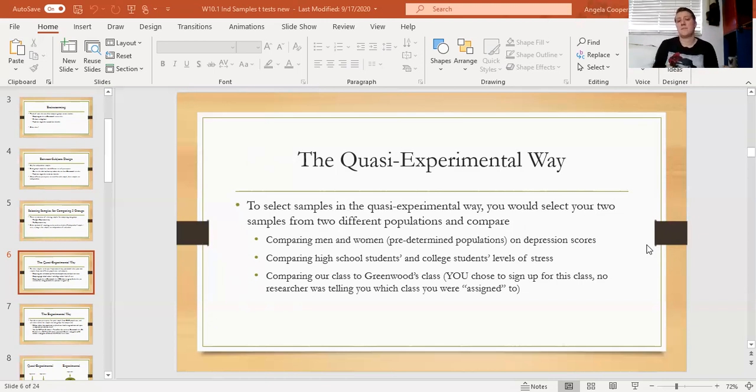Now, the same thing can be said with comparing high school students and college students' level of stress. That's kind of similar to age groups. We can't predetermine someone to just be in high school or to be in college. That has a lot of different factors to it, and age can certainly be one of them. But we have high school students as one population and college students as another, and we are obtaining samples of 100 or 12 or whatever our sample size is from these two separate populations.